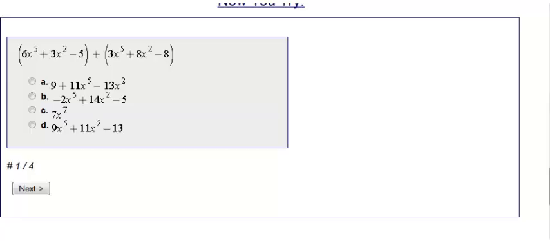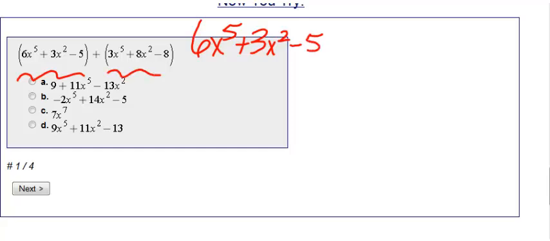Okay, so here we're adding polynomials. We look at our first set of parentheses. There's nothing in front of it, so there's nothing that I have to distribute, so I'm just going to rewrite it without my parentheses. So I get 6x to the fifth plus 3x squared minus 5.